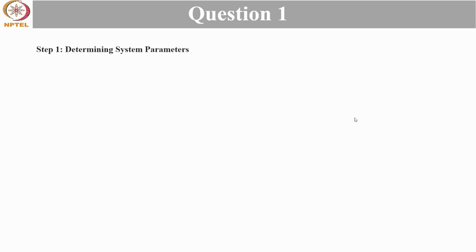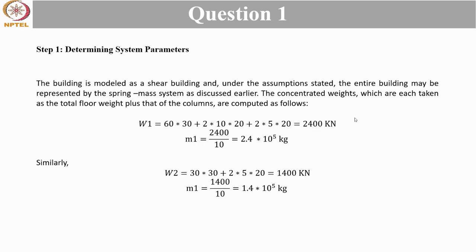So as always, the first step will be to determine the system parameters. Since this is a uniform building, it can be modeled as a shear building, and thus the entire building can be represented by a spring mass system as discussed earlier. Since it can be represented as a spring mass system, we can assume a concentrated weight for each floor at a point, which can be taken as the total floor weight plus that of half of the columns above and half of the columns below. So how will we compute it?